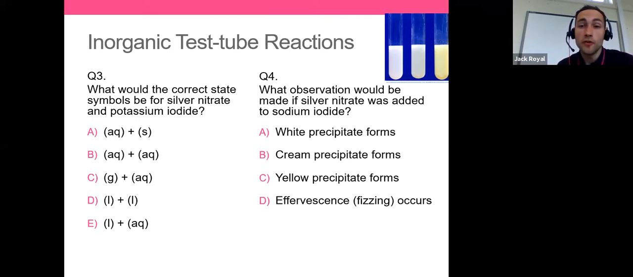And then question 4, what is the observation if I added silver nitrate to sodium or potassium iodide? Which of the 4 observations would I make if it was iodide ions? White precipitate, cream precipitate, yellow precipitate, or effervescence?